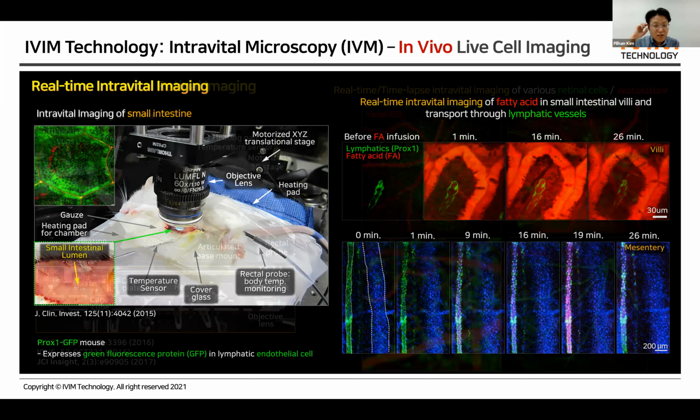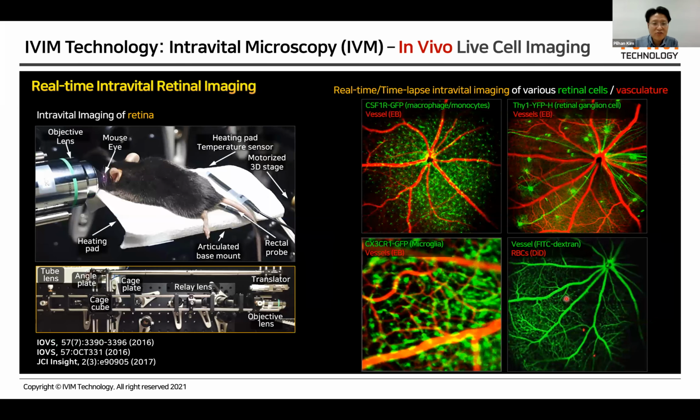And then we also have a customized system to look at the retina of the live animal model. These are the imaging data we obtained from the live animal model retina. So we can see the microglia, or we can see the blood vessel together with the flowing red blood cells inside, like this.